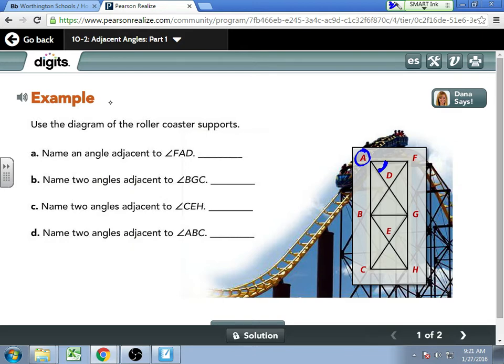FDG would be this angle. Remember, they have to share the vertex. So any angle that's adjacent will have a vertex of A because it has to share the vertex. FAB is this angle, so that won't work because it's putting one angle inside of the other angle. GAB works because it's this angle.